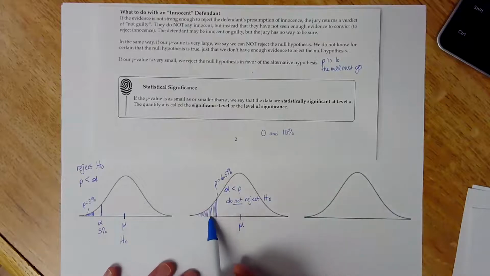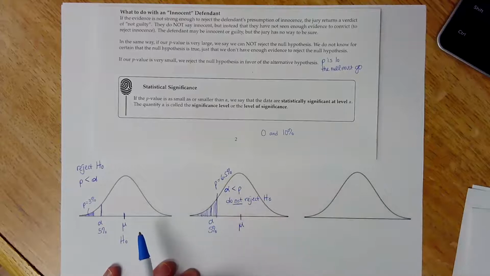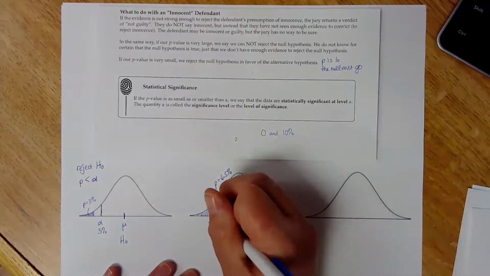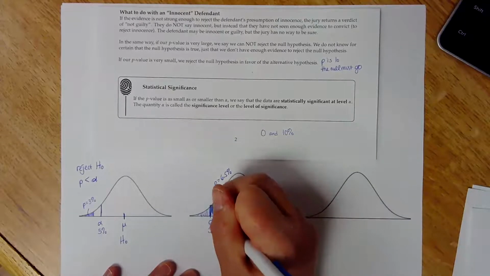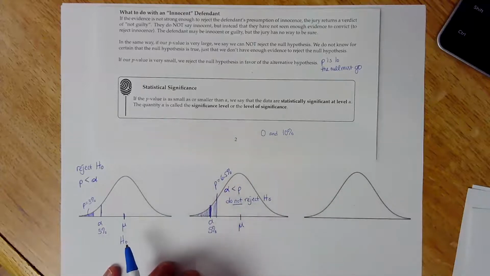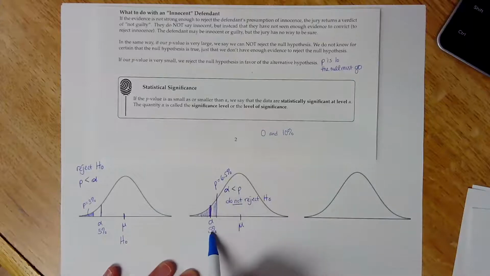Okay, so to reject, you have to have enough evidence to get past your cutoff value. So this alpha is a cutoff value. You want to be further out of the tail than the alpha is with your p-value. So if alpha is at 5%, that p-value needs to be less than 5% in order to reject. Okay, so it needs to be further out in the tail.